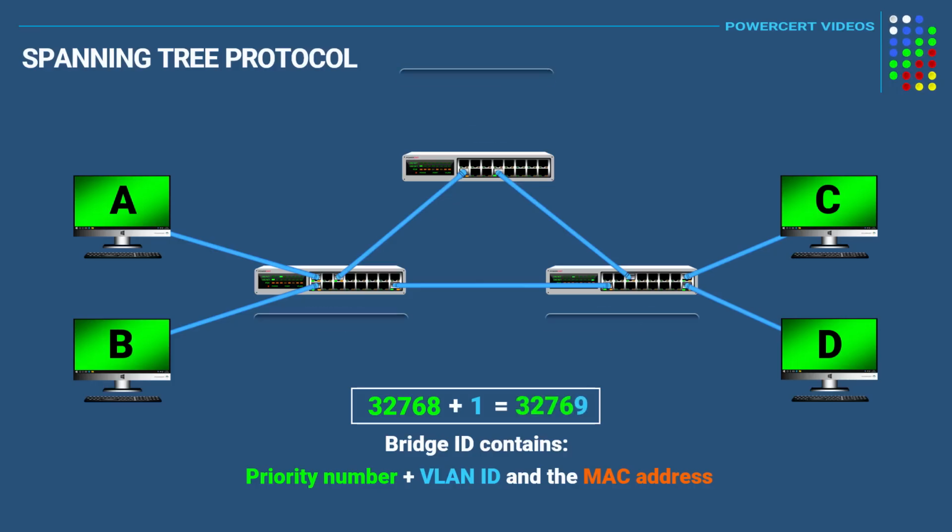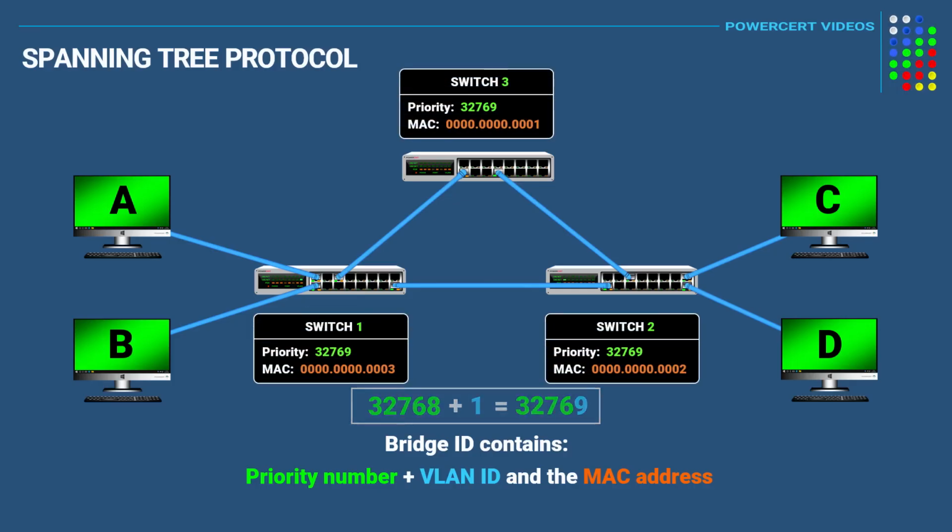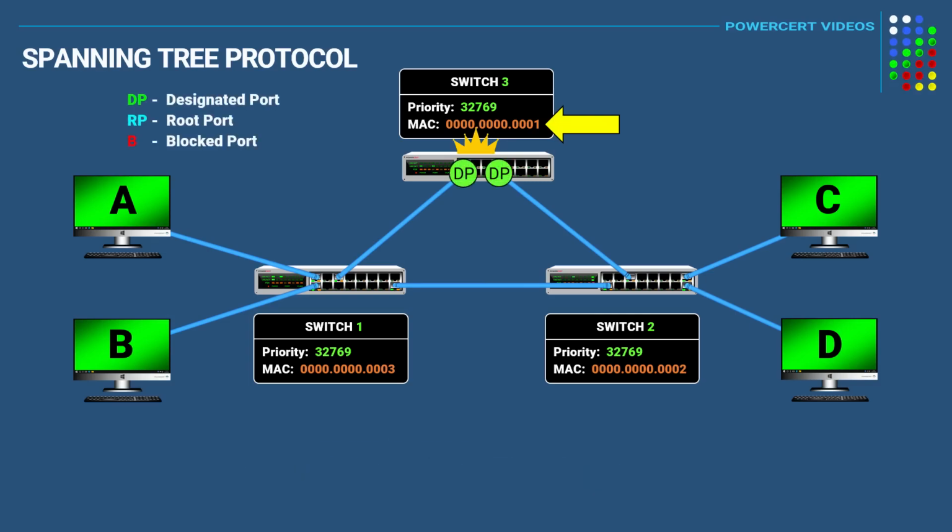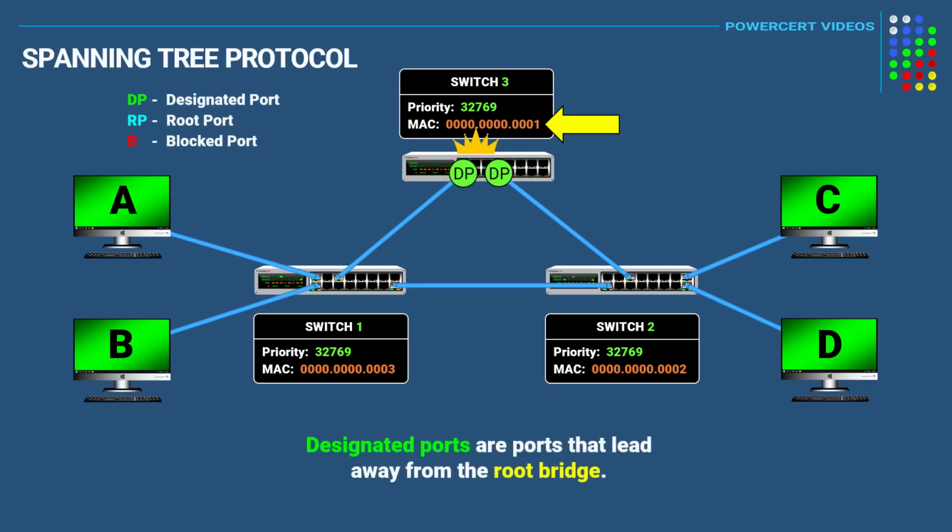But since all the switches on this network have the same priority value, that means it's a tie. However, the tiebreaker will be determined by the MAC address. So whichever switch has the lowest MAC address will be elected as the root bridge. So we see that switch 3 has the lowest MAC address, which means that it'll be elected as the root bridge. And the ports on the root bridge are labeled designated ports. Designated ports are ports that lead away from the root bridge.